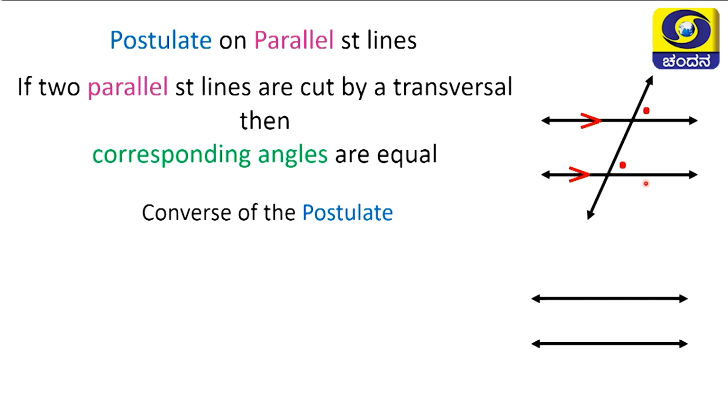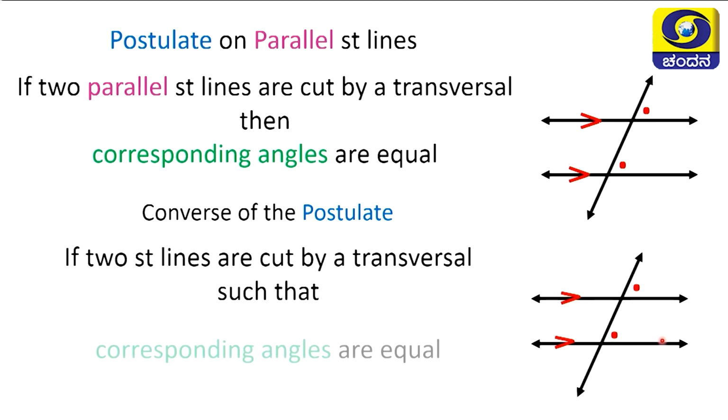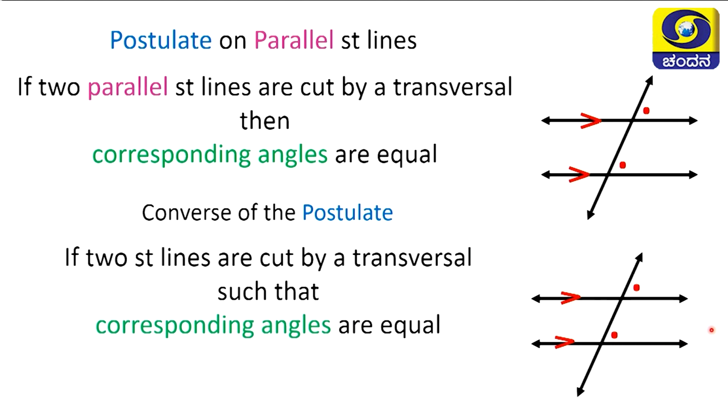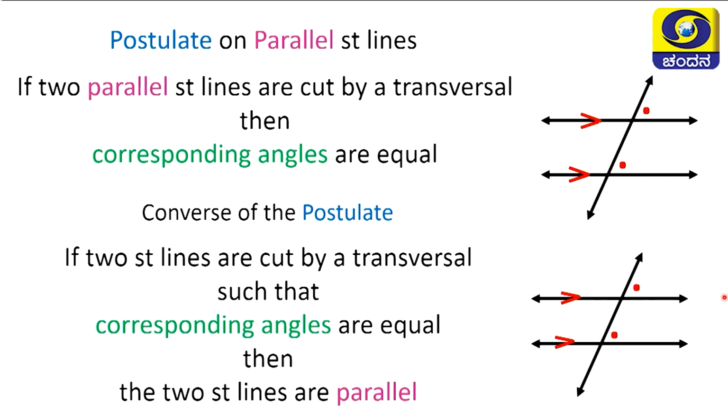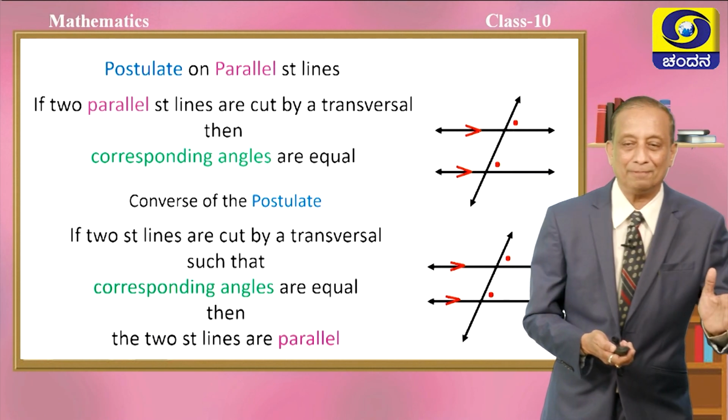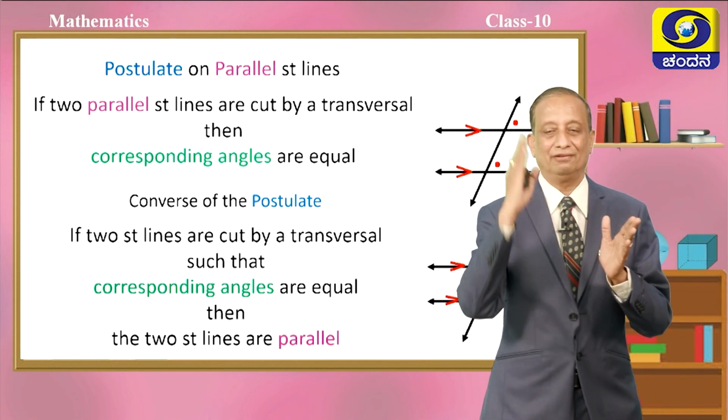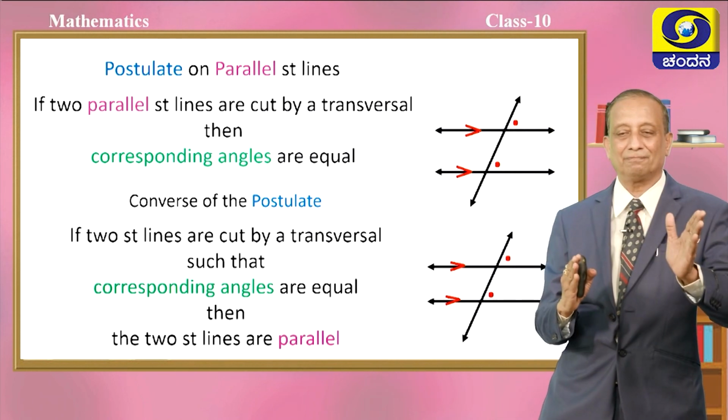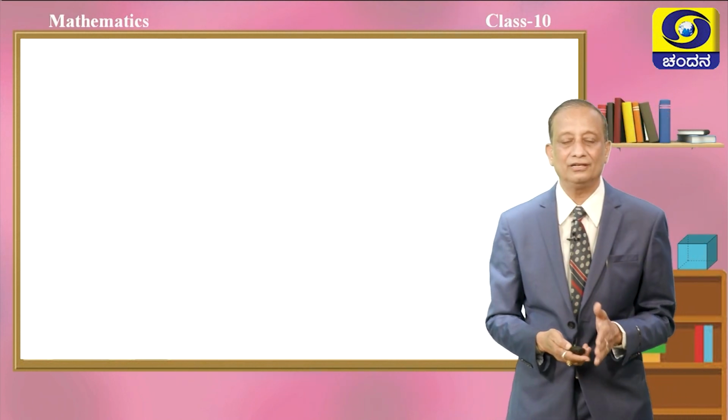The converse is this. There are two straight lines cut by another straight line such that the angles shown by the red color dots are equal. Then you can conclude that the two straight lines are parallel. So, if two straight lines are cut by a transversal such that the corresponding angles are equal, then the straight lines are parallel. If straight lines are parallel, corresponding angles are equal. If corresponding angles are equal, then lines are parallel. This is the third prerequisite, children.